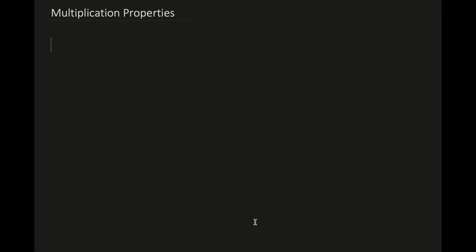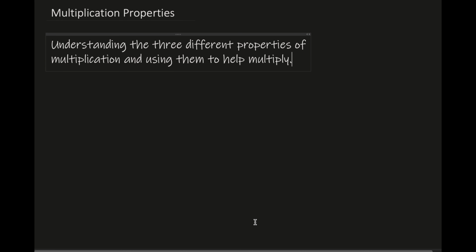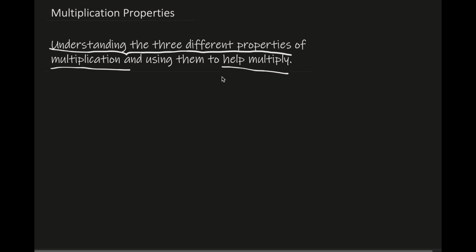Today we're going to be talking about the three different multiplication properties. Our objective for today will be understanding the three different properties of multiplication and using them to help multiply. Now we're going to underline the two important parts of our objective. One is, of course, we have to understand both of them. So understanding the three different properties of multiplication and using them to help multiply. I know it looks like I underlined the entire objective, but really I'm just underlining the important parts. Today's was a short objective.